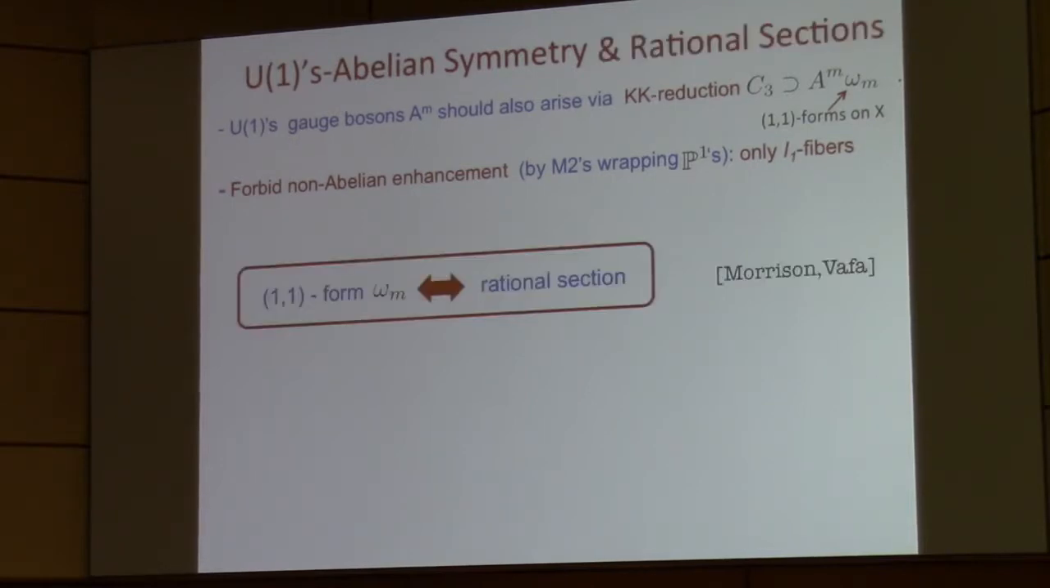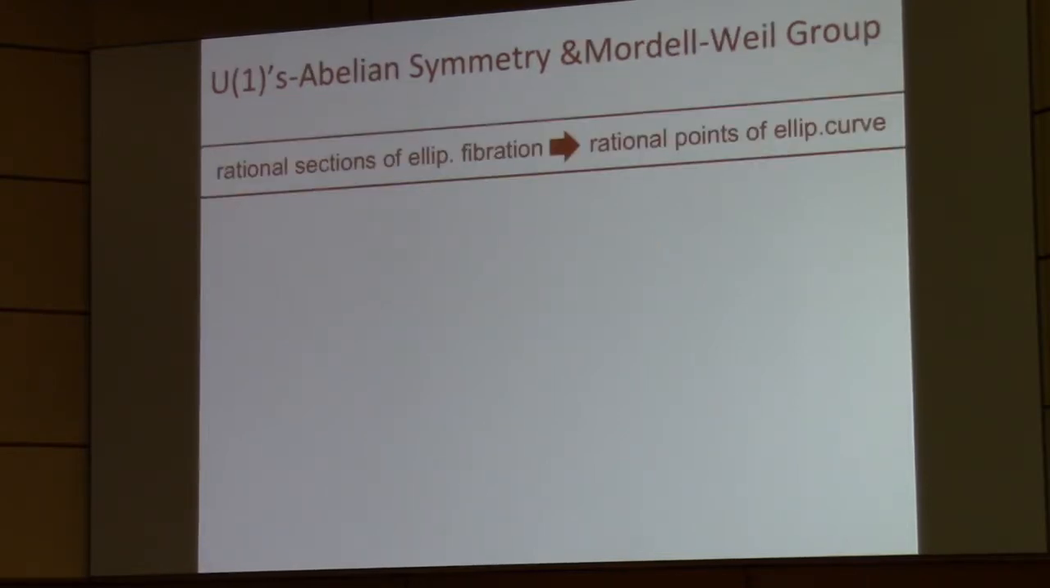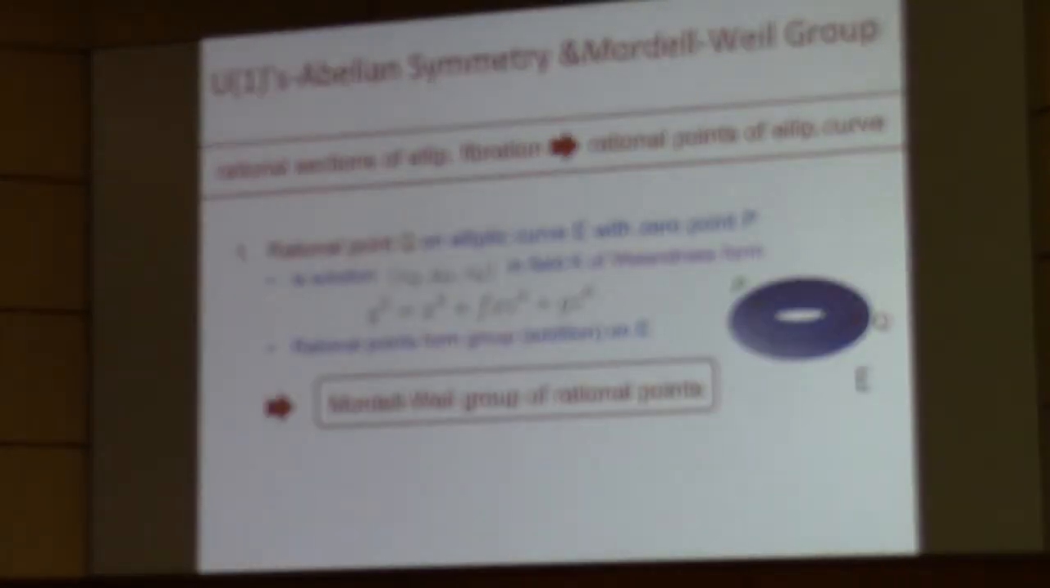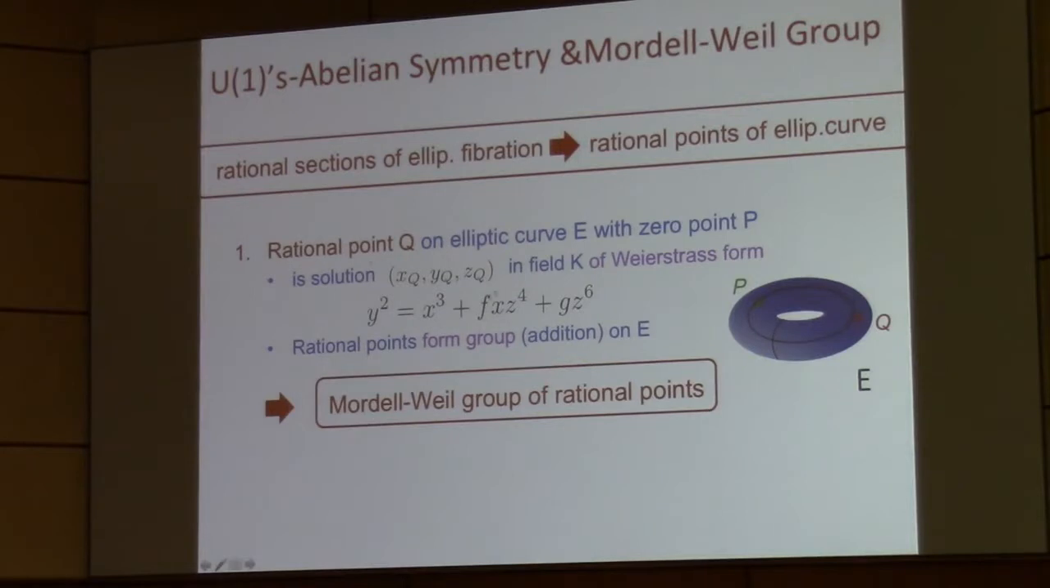Okay, and it turns out, again, this was a known fact from way over 20 years ago, that the existence of such a single 1,1 form is in one-to-one correspondence with the existence of a rational section on the elliptic fibration. Now, rational sections of elliptic fibrations, of course, we start with rational points of elliptic curves, and such rational points of elliptic curves that are solutions in the Weierstrass form of that equation turn out to form a group under addition, the so-called Mordell-Weil group.